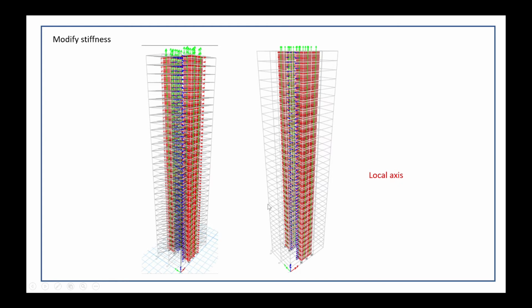This is the model in ETABS. Now we have to verify the tensile strength in a member. We refer to the flexural member in the wall or core wall. Now we have to check the local axis. You have to show the local axis in the flexural member. We have to check the stress.